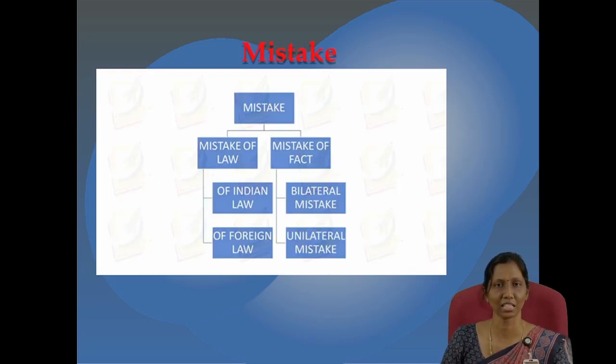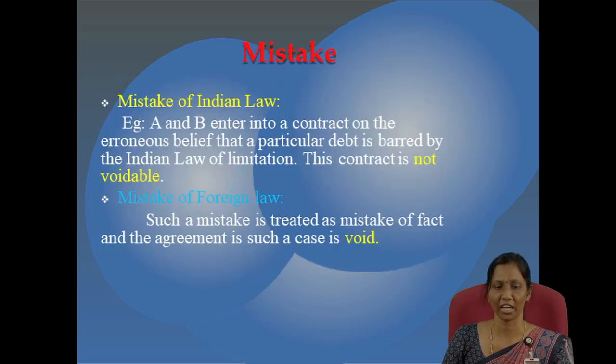Last one is mistake, that is sections 19, 20 and 21. Mistakes are categorized into two divisions: mistake of law and mistake of fact. First is mistake of law, as per Indian law and as per foreign law. Then mistake of fact, which is bilateral mistake and unilateral mistake. First we will see mistake of law, Indian law.